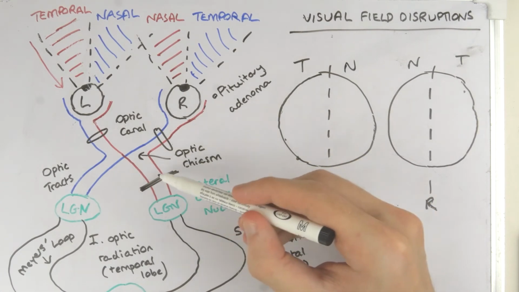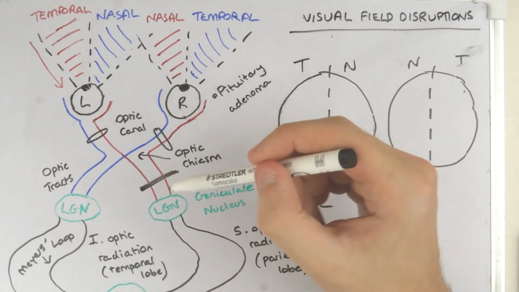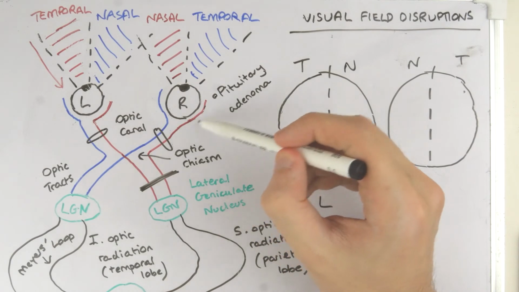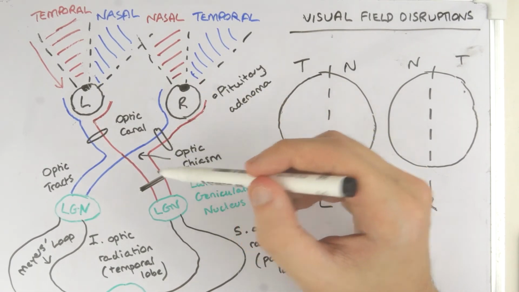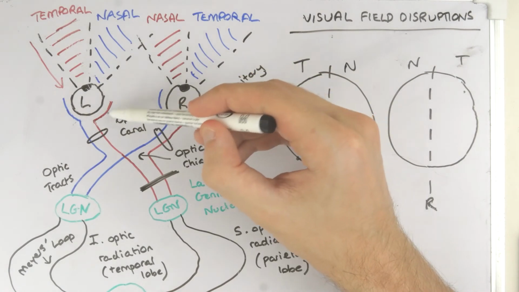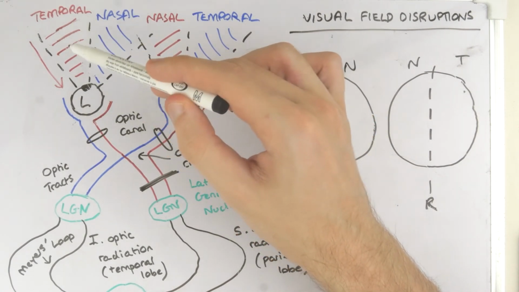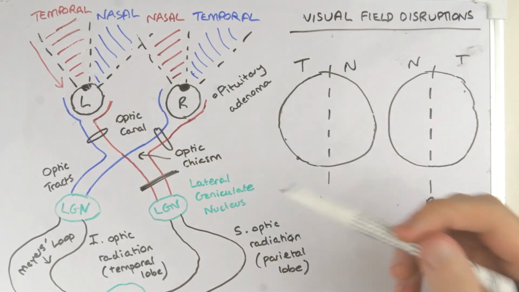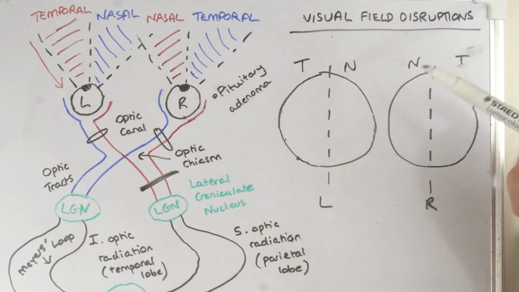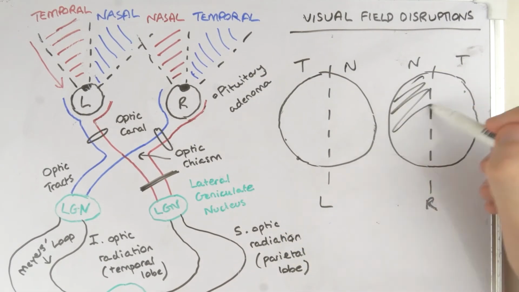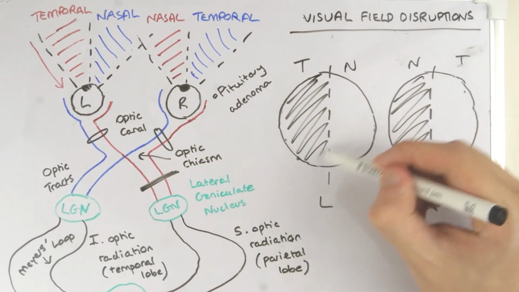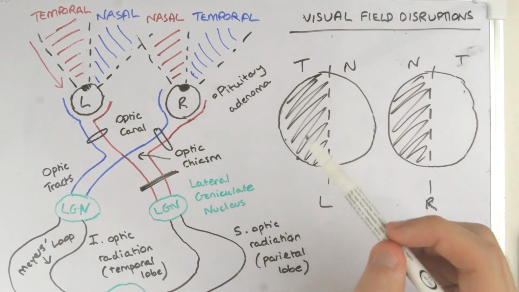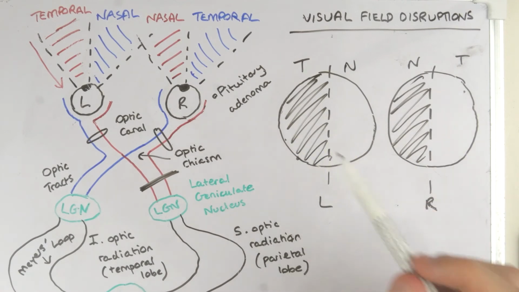So these are the two fibres that we've lost, these two red ones. So the right-sided one contains the nasal visual field for the right eye. That's been lost. What about this other one? This contains the temporal field for the left eye. So let's mark that on our diagram. So we've lost the right nasal field, and we've lost the left temporal field. So you can see we've lost the left side of the vision for each eye.